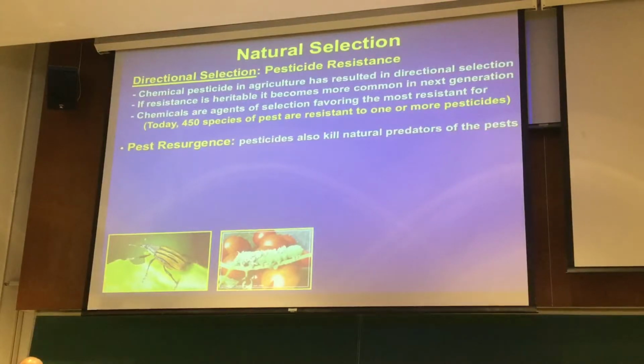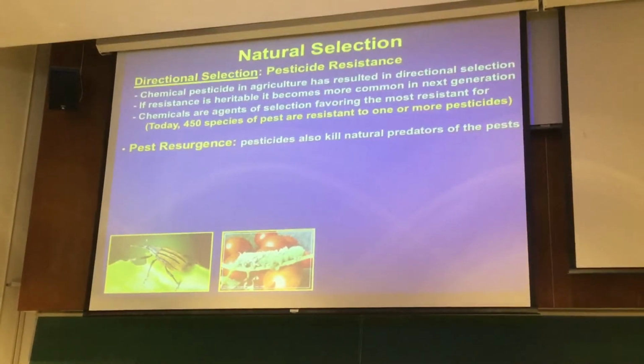So, what we see is that resistance can be quite heritable and be passed on generation to generation. That's a big problem for us. So the chemicals act as the selecting agents, favoring the most resistant forms. Today, there's greater than 450 species of pests that are resistant to one or more commercially available pesticides. And that's our fault.